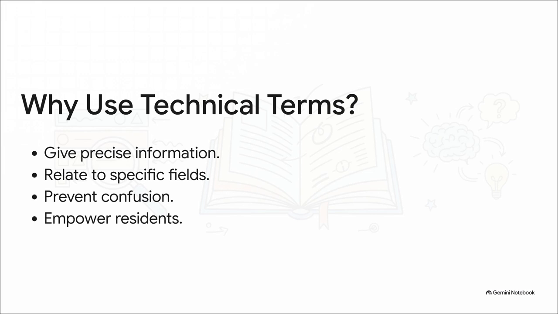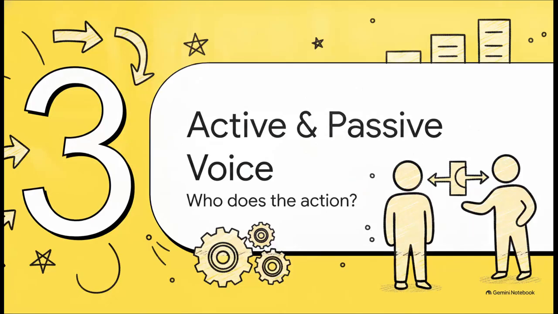So why go through the trouble of using these specific terms? Well, it's about precision. They give accurate information tied directly to fields like health or agriculture. In a public health advisory, you literally cannot afford ambiguity. Technical terms prevent confusion. When an advisory is precise, it empowers residents to make informed, highly effective decisions. Basically, clarity equals safety. Moving on to Section 3, active and passive voice. Who is doing the action?